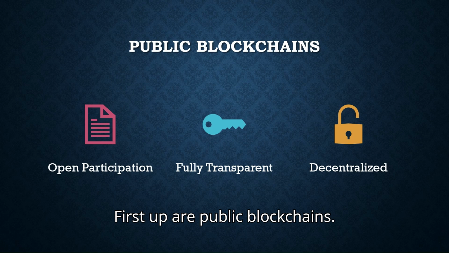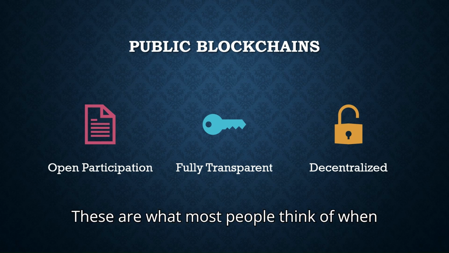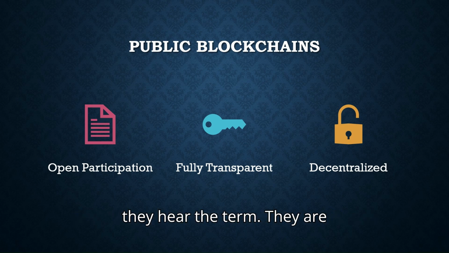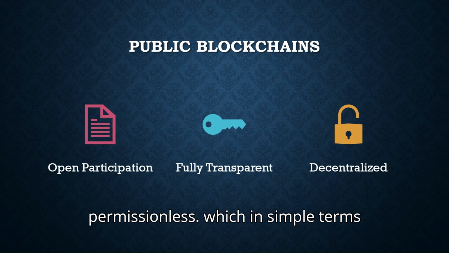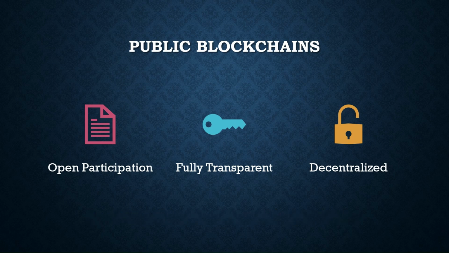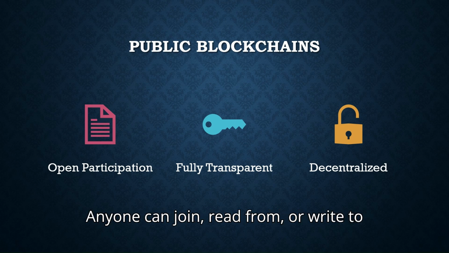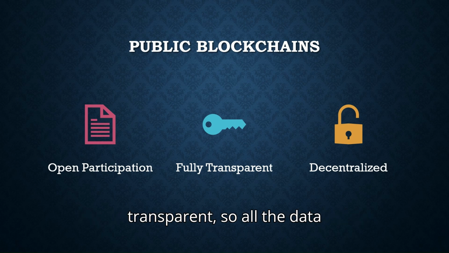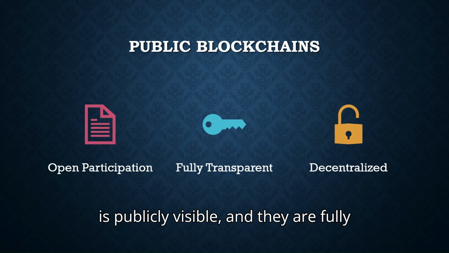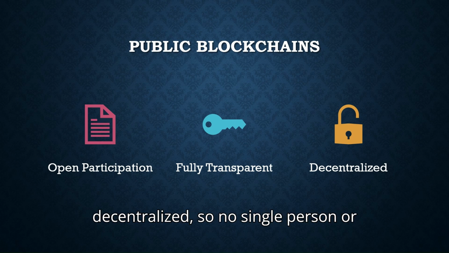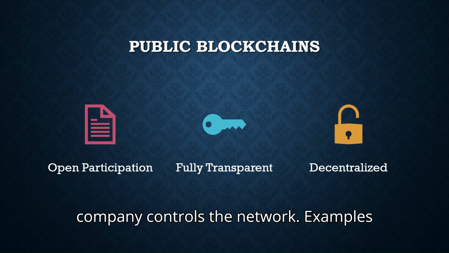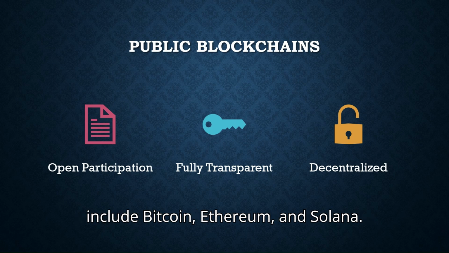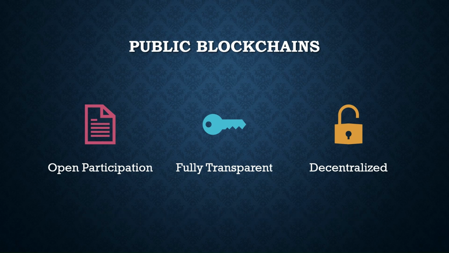First up are public blockchains. These are what most people think of when they hear the term. They are permissionless, which in simple terms means they're like a public library. Anyone can join, read from, or write to the network. Public blockchains are fully transparent, so all the data is publicly visible, and they are fully decentralized, so no single person or company controls the network. Examples include Bitcoin, Ethereum, and Solana.